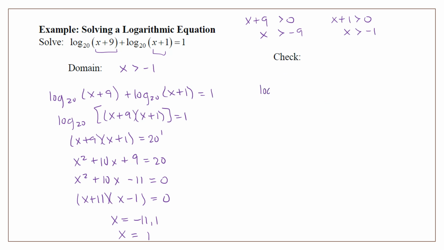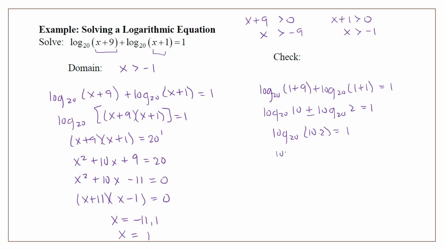So we're going to substitute 1 back into our equation. So that's 1 plus 9. And then we have log base 20 of 1 plus 1, and we want it to equal 1. So we have log base 20 of 10 plus log base 20 of 2 equals 1. Since we're adding, we can multiply by taking log base 20 of 10 times 2 equals 1. 10 times 2 is 20, so we'll have log base 20 of 20, which equals 1, which is one of our properties.